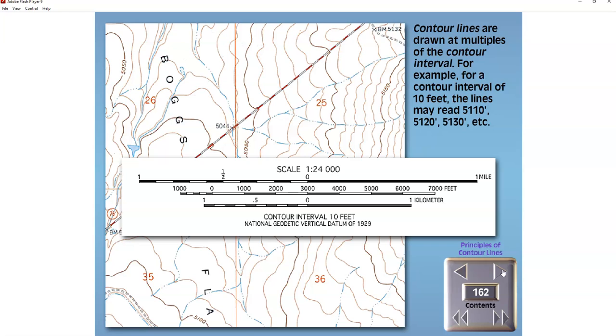Contour lines are drawn at multiples of the contour interval. For example, for a contour interval of 10 feet, the lines may read 5,110 feet, 5,120 feet, 5,130 feet, etc. And that's if you're counting with a contour interval of 10. On official topographic maps, the ones made by the USGS, United States Geological Survey, they put the contour interval at the bottom margin of the map. It's always at the bottom.